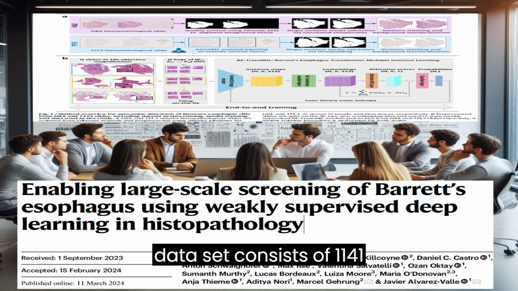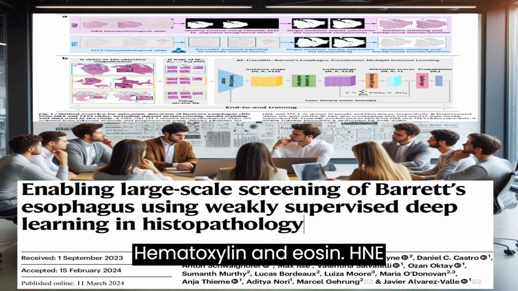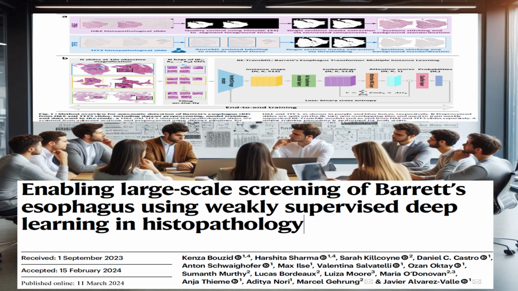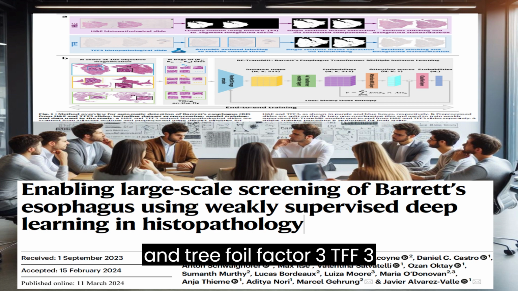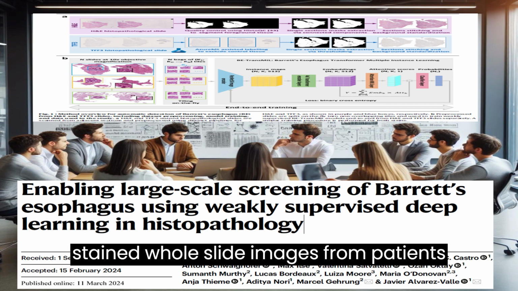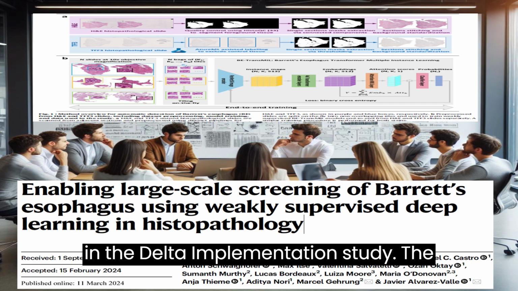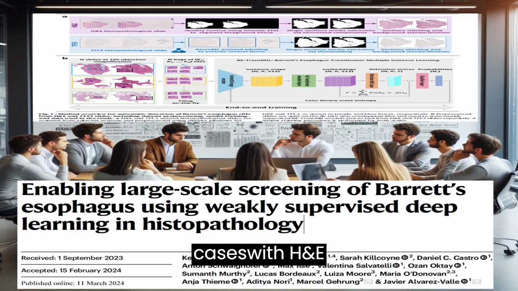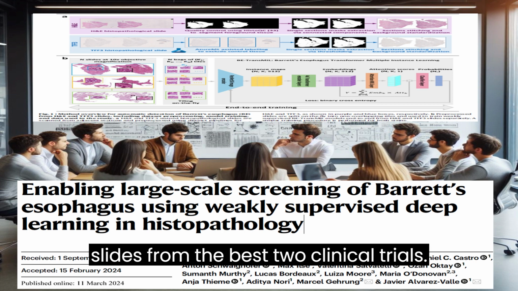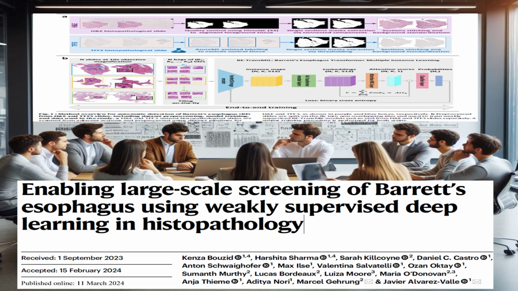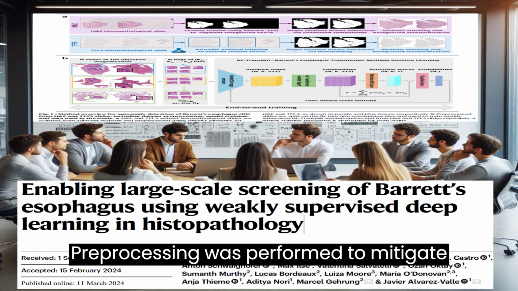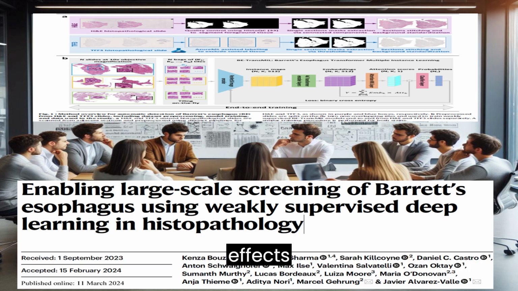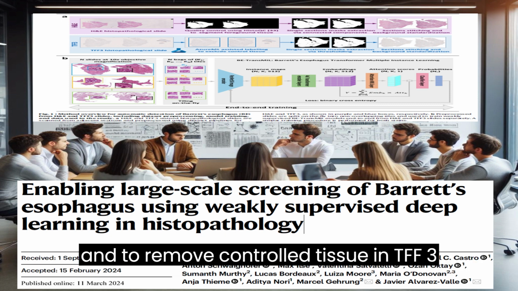The discovery dataset consists of 1,141 cases with both hematoxylin and eosin, H&E, and trefoil factor 3, TFF3, stained whole slide images from patients in the Delta implementation study. The external test dataset consists of 725 cases with H&E slides from the BEST2 clinical trials. Pre-processing was performed to mitigate undesirable artifacts, standardize background effects, and to remove control tissue in TFF3 slides.